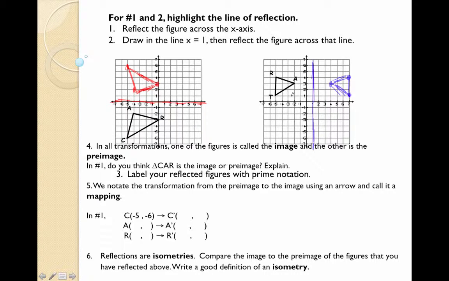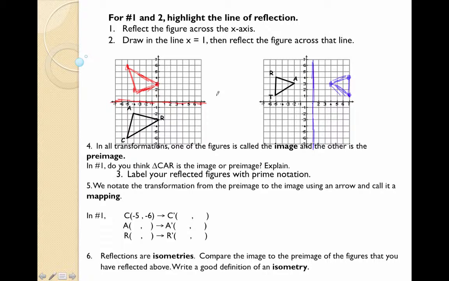So in transformations, we have the image and we have the pre-image. And really most things in math are defined in ways that make sense with the words. Both of these are images, of course. They're both images of a triangle. But the word pre indicates before. So the pre-image is always going to be the one that came first. In this case, it's the black triangles. So triangle CAR is the triangle we started with.